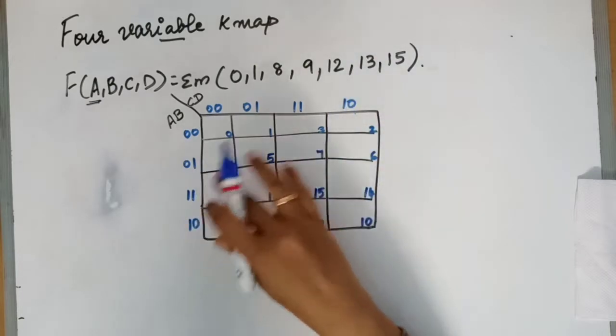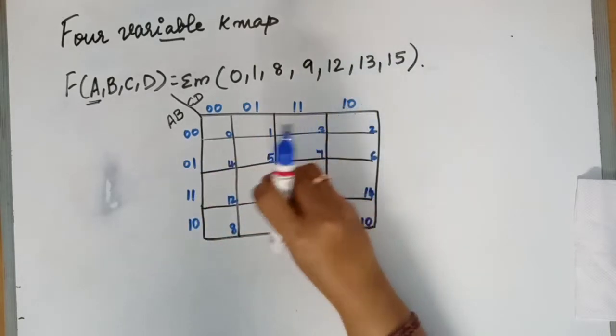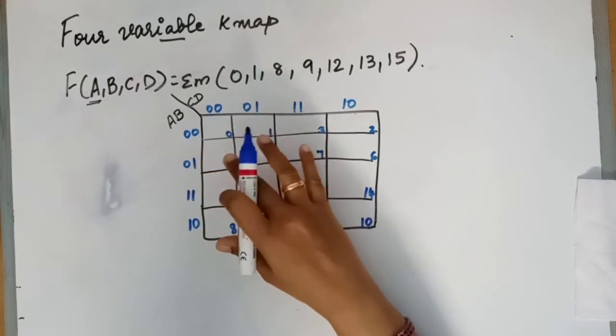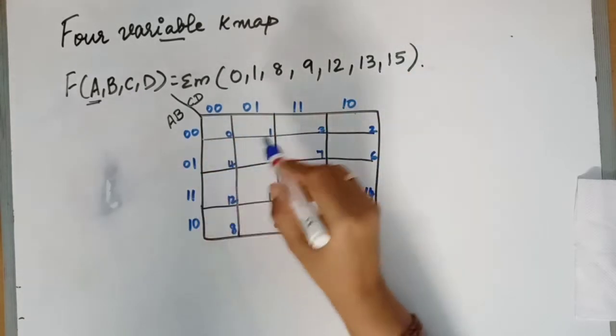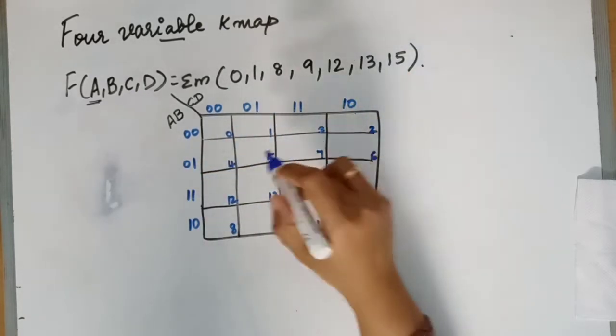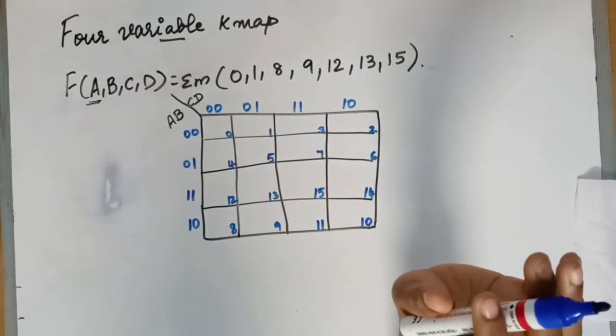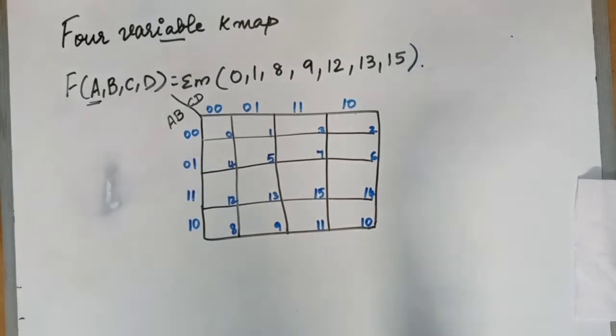So these are the values of the individual cells. You should be knowing the values of these individual cells. Otherwise, you should write them. Anyway, you should write all the cell values all the time, otherwise you might get confused.